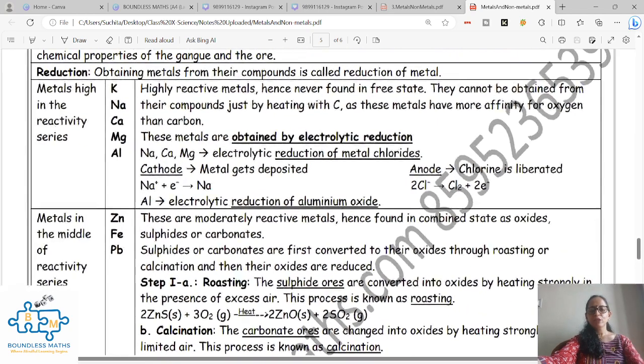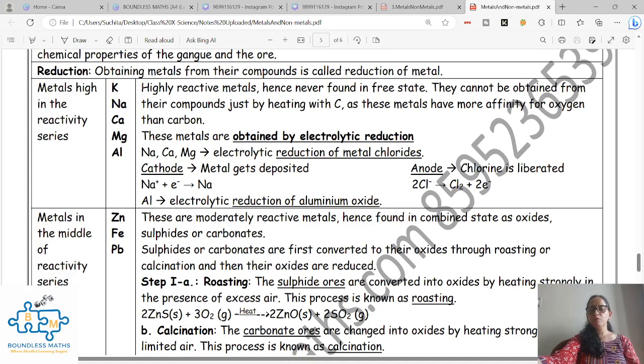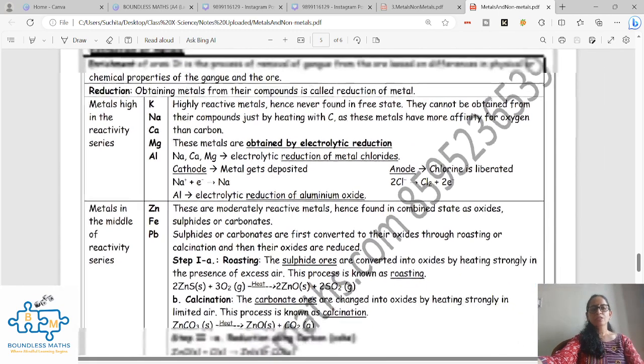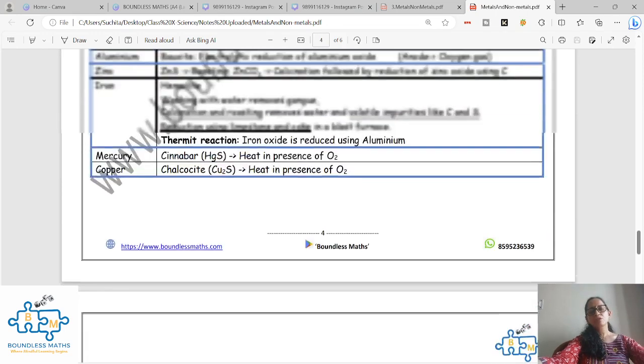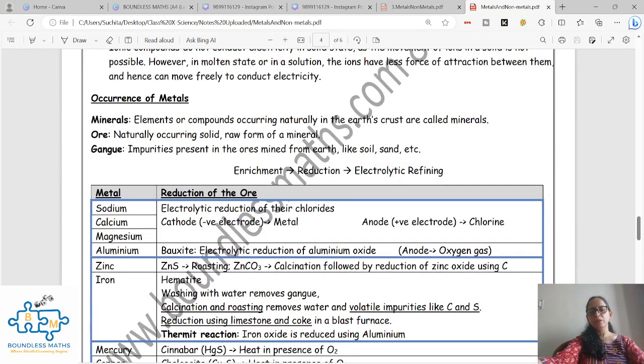But if you look at aluminium, it exists in the form of bauxite, which is basically aluminium oxide. When that is reduced using electrolytic reduction, we get aluminium at the cathode and oxygen gas is liberated at the anode in place of chlorine, because it was in the oxide form. So this is how metals that are high up in the reactivity series are reduced. We have just gone through the second major step of purifying, that is reduction.